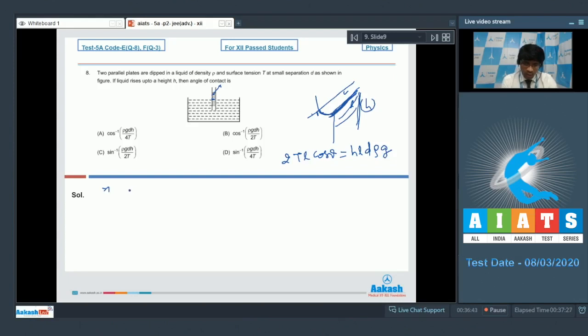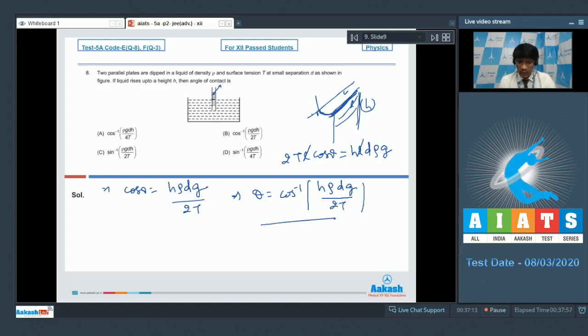So cos of theta would come out to be, this one will cancel out, H rho D into G divided by 2t. So we are getting theta equal to cos inverse of H rho D G divided by 2t. That's the answer for question number 8. Option B is the correct answer. Now let's proceed to question number 9.